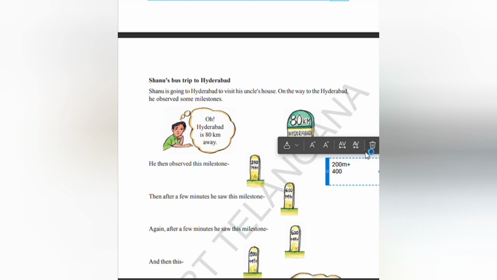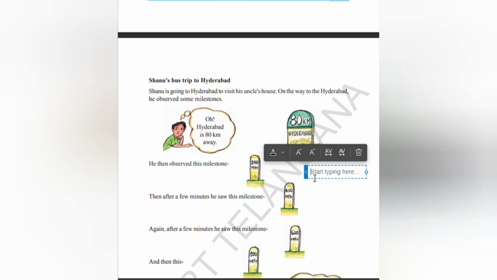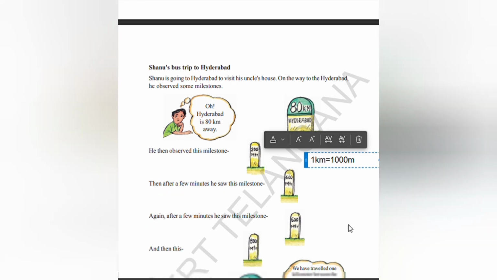The main thing is 1 kilometer. 1 kilometer is equal to 1000 meters. That we have to understand first. This is the main point that the mother explained to him.